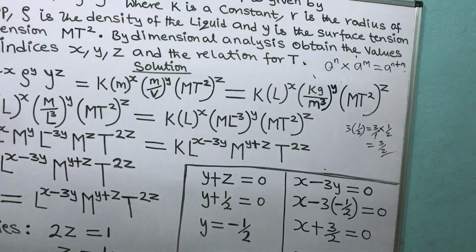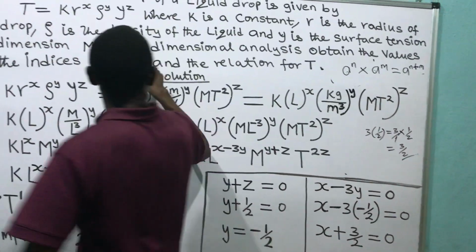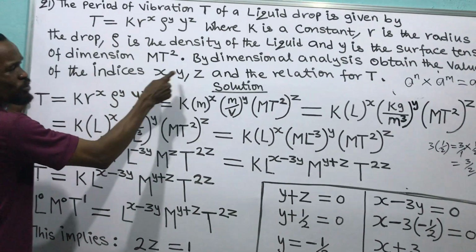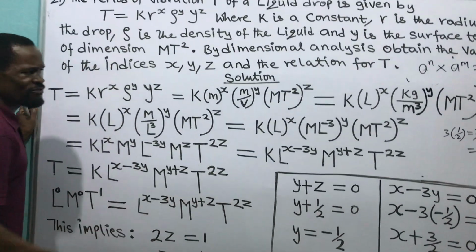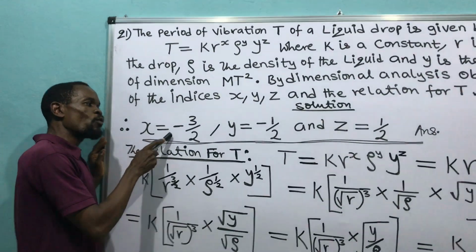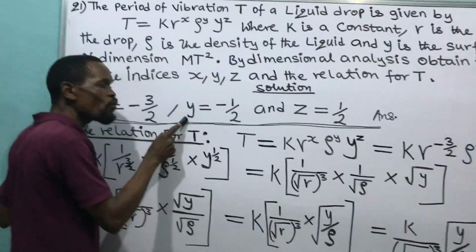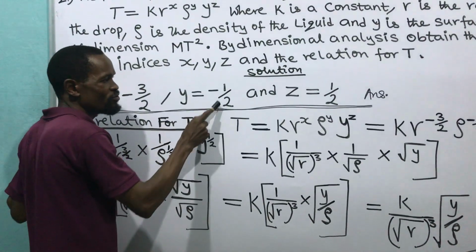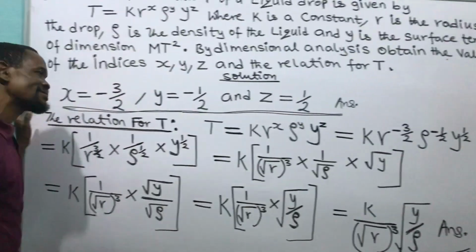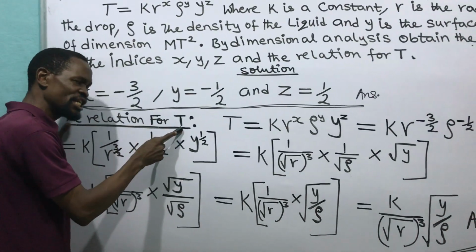My value of x is already gotten. And the value of z is already gotten. And that's what we say by dimensional analysis, obtain the value of the indices x, y, z. And that's what we have gotten here. Therefore, the value of x is equals to minus 3 over 2. The value of y is equals to minus 1 over 2, and the value of z is 1 over 2. That is our answer.